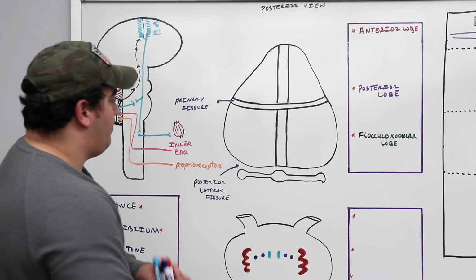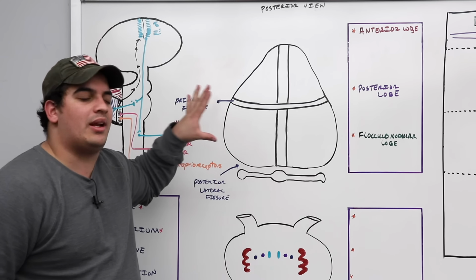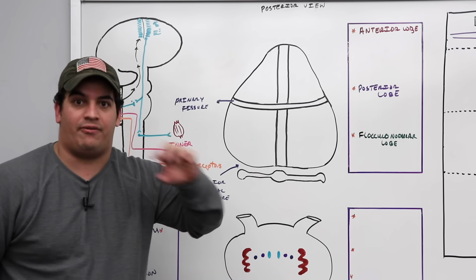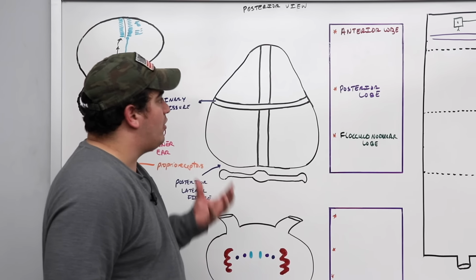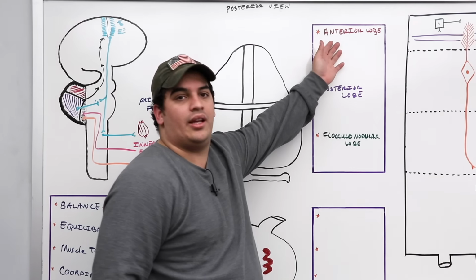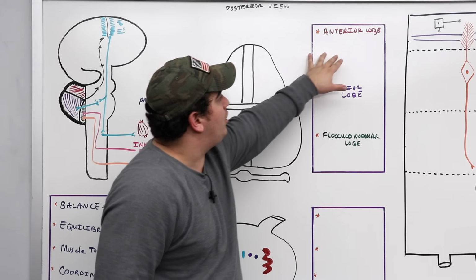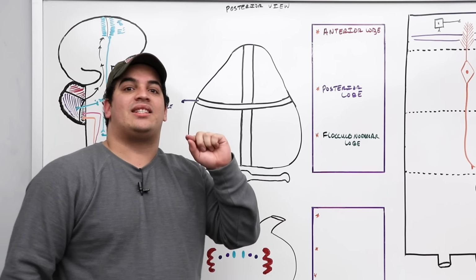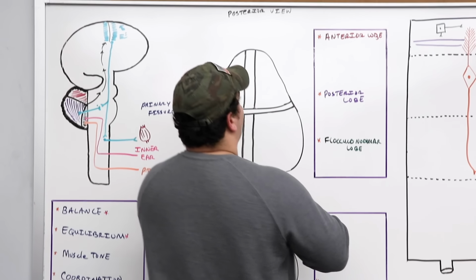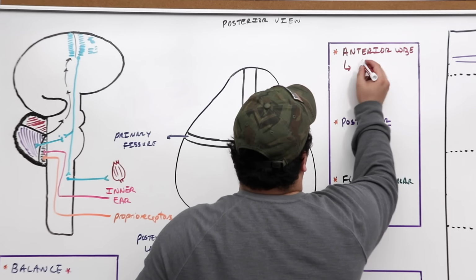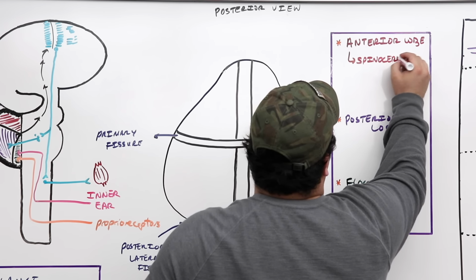Okay, good deal. Now that we've gotten the idea of our anatomical lobes, I want to look at them in a different way. Now we're going to look at functional zones. So we have 3 different functional zones corresponding respectively with the lobes. Here's the first thing. The anterior lobe is also called the spinocerebellum. So let's write this down.